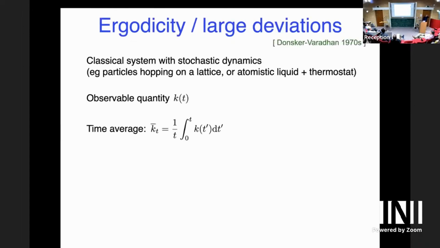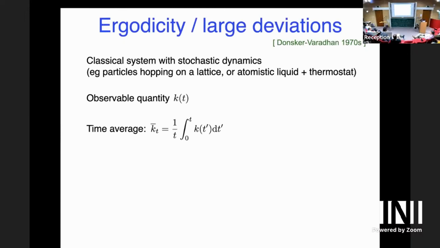Okay, so what's the setup? We have some classical statistical mechanical physical system with stochastic dynamics. Think about particles hopping on a lattice, an exclusion process maybe, or an atomistic liquid in contact with a random, stochastic thermostat. Suppose that we have some observable quantity at time t, which we'll just call K(t). It's just some observable quantity that I can measure in the system at time t. And then I make its time average. So I integrate it from time 0.